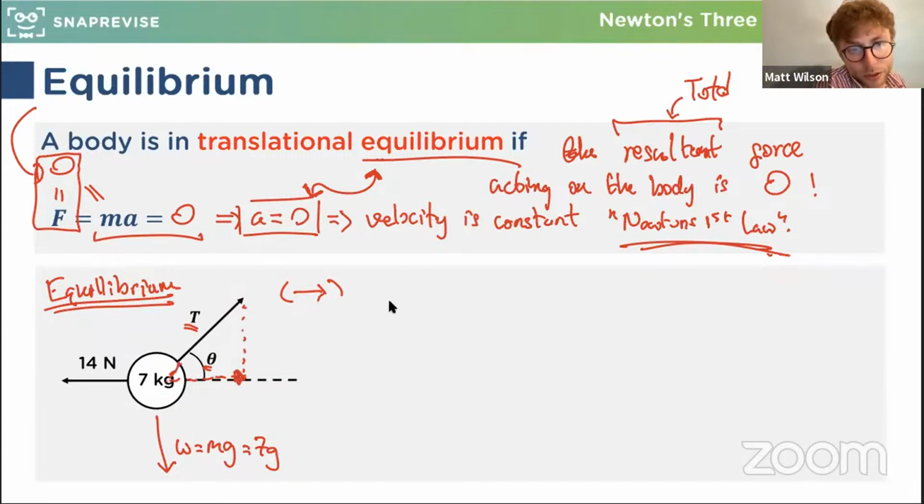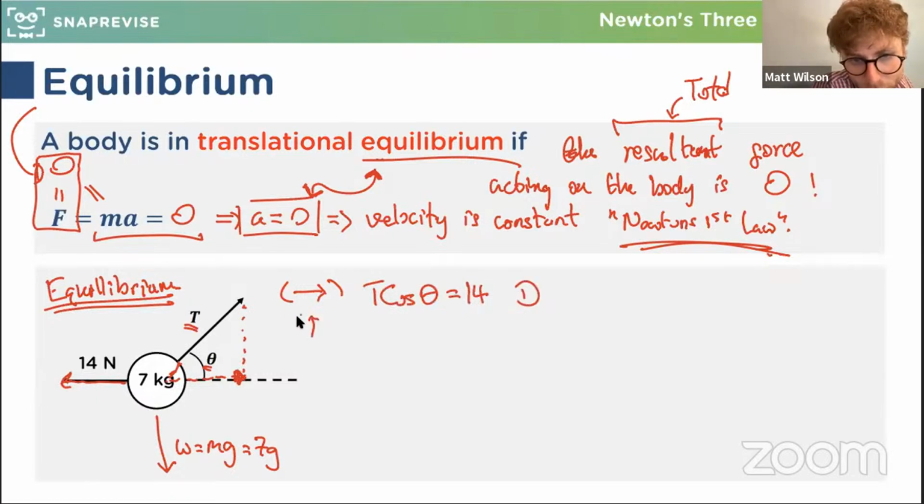So here, what do we have in the horizontal direction? To the right-hand side, we have T times cos of theta. That's the horizontal bit. And we know that since the total force is 0, that balances the force to the left-hand side, which is this 14 newtons. Let's call this equation 1.